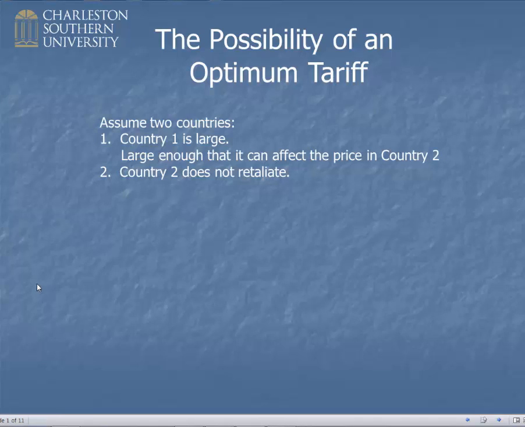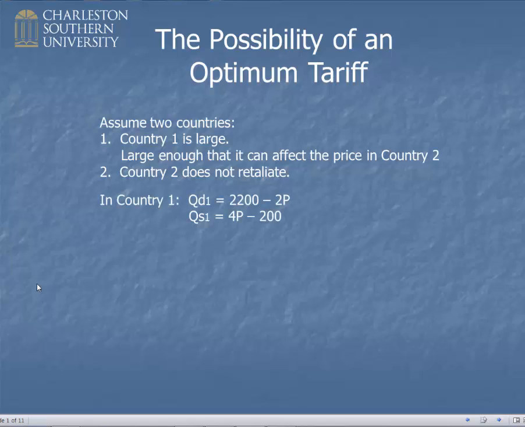The first one is that you have a large country, so let's let country 1 be the large one. And large is defined to be large enough so that it can affect the price in country 2. And then the second assumption is that country 2 does not retaliate. If country 2 retaliates, all bets are off.